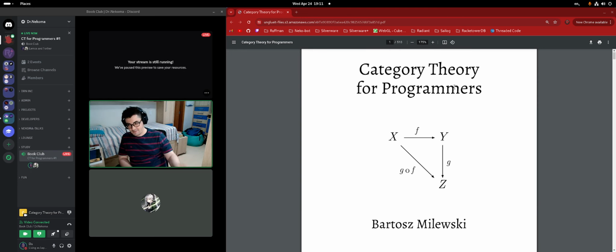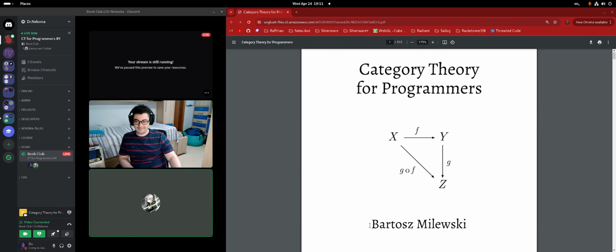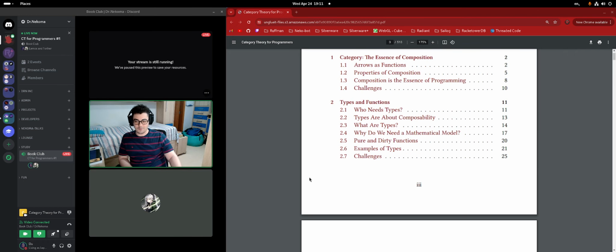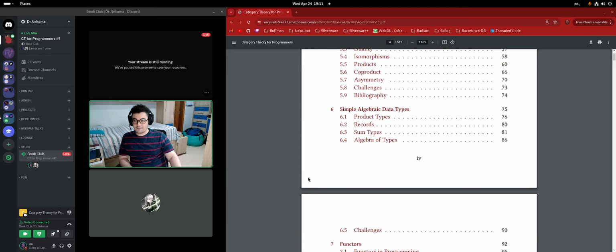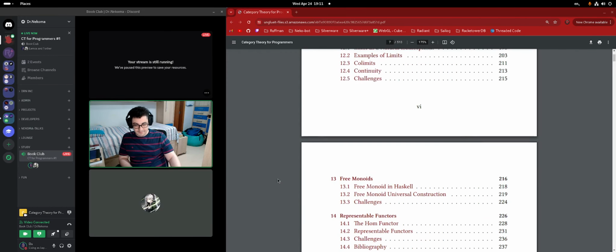So second book, just for documentation purposes. We're gonna attempt to read Category Theory for Programmers by, how do you pronounce his name? Bartos? I want to say it's Bartos, but I don't know how to pronounce his name either. That's just a guess. Cool. So we read the first three chapters, and we're gonna talk about it.